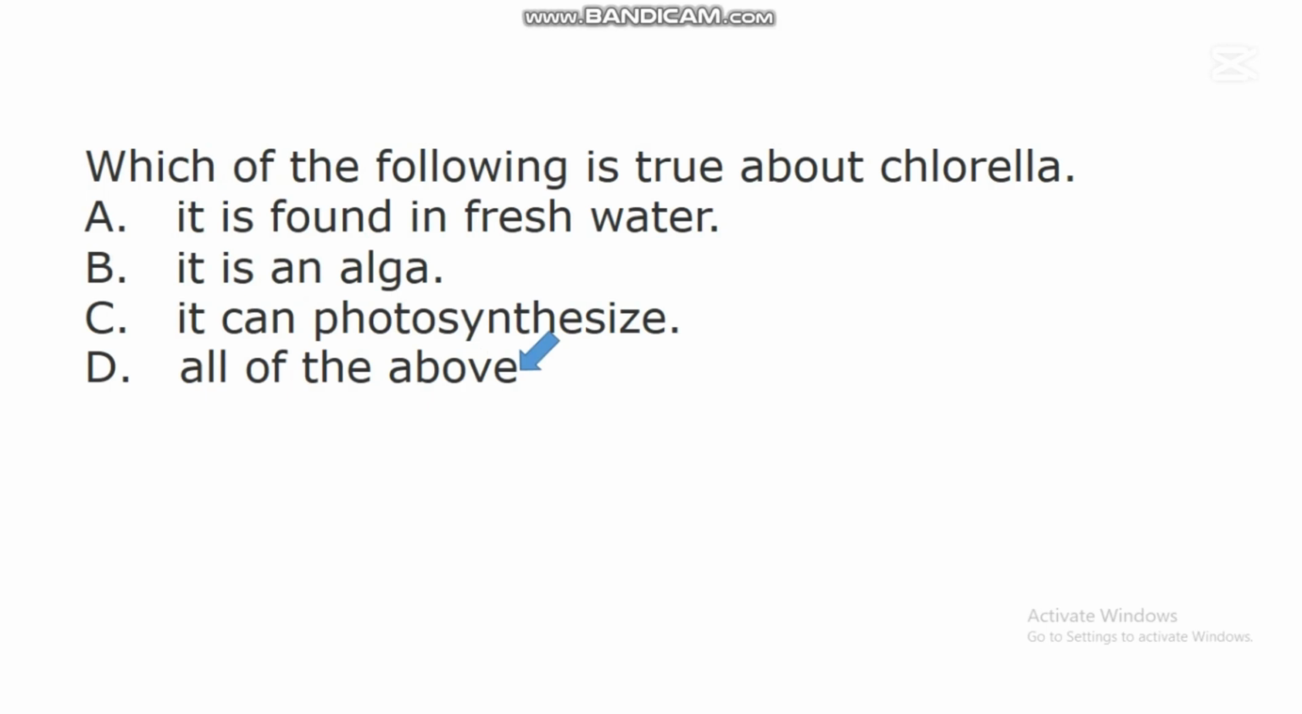Studies have shown that there is an alga known as chlorella. This alga can be found in fresh water. It can also carry out photosynthesis because it has chloroplast in its cell. All these things are facts about this organism known as chlorella.